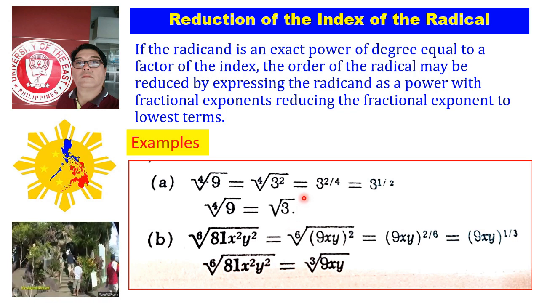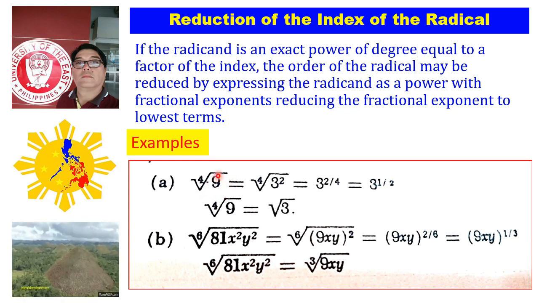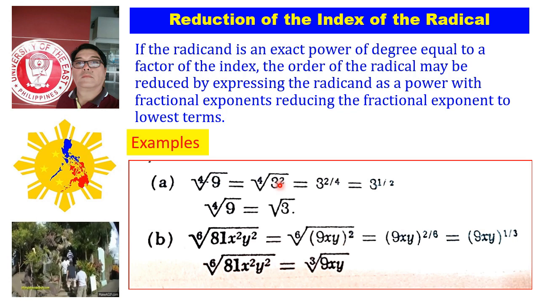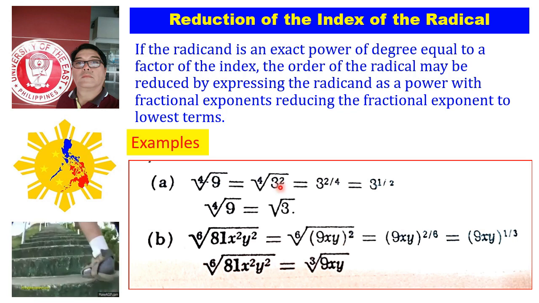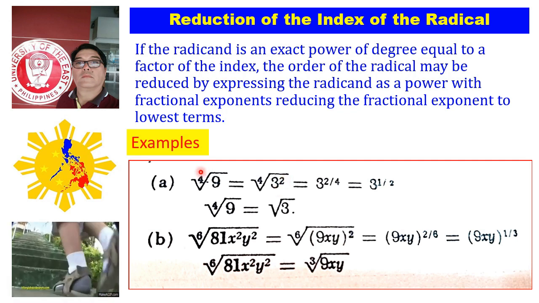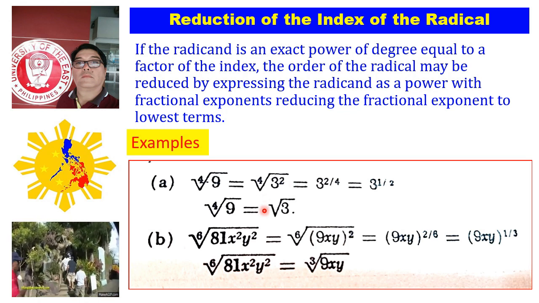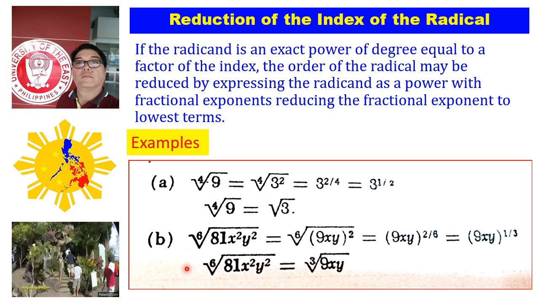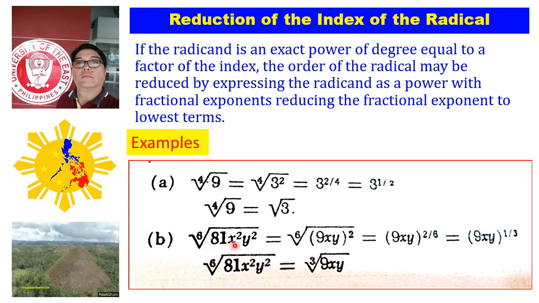Kung kaya, ang una natin gagawin, titingnan natin yung radicand. At kung may express natin siya sa isang sa mga factors, kung saan yung factors na yon ay magiging factor ng index ang kanyang exponent, ay maaari natin siyang i-reduce. Isa pang halimbawa, the 6th root of 81 x squared y squared.